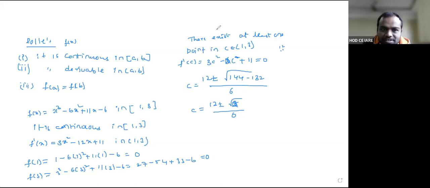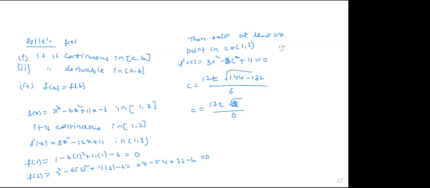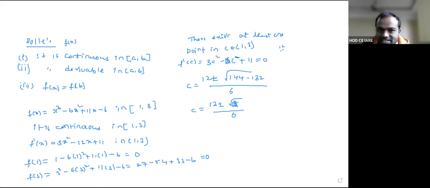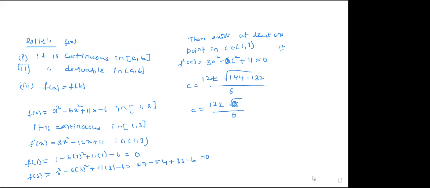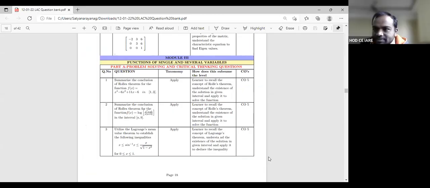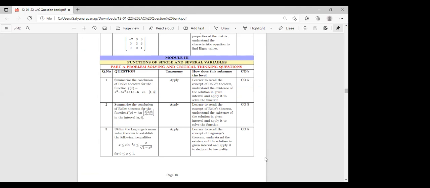Next question. Let's say 2.577. Is it in the open interval of 1 comma 3? Yes, the value lies in 1 comma 3. So c exists.